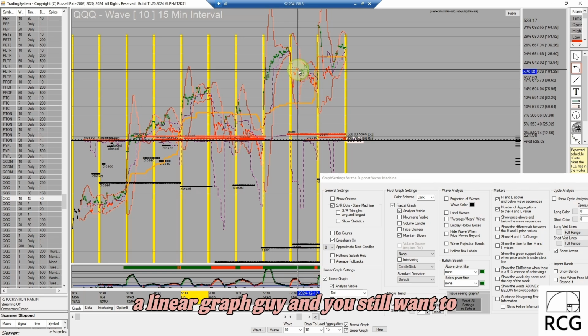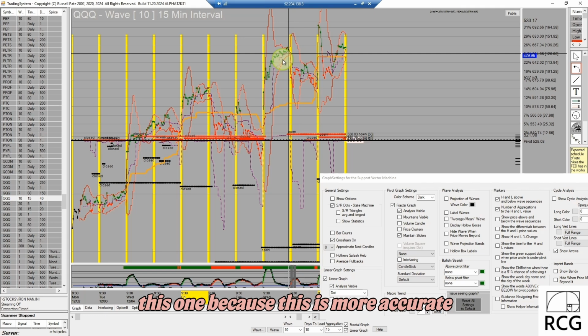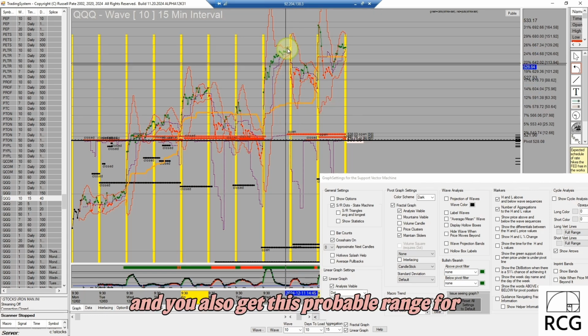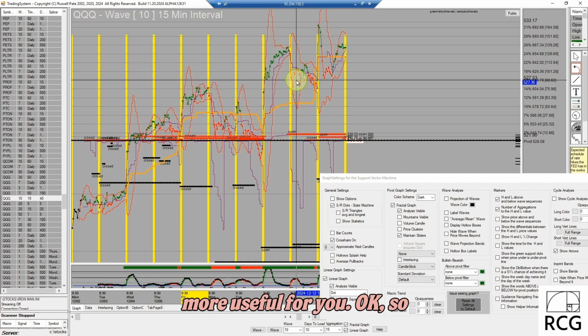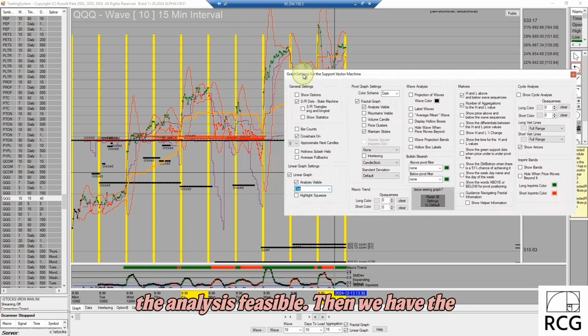So if you're a linear graph guy and you still want to use the linear graph, it's your choice, but in the fractals too you can make good use of it compared to other tools like your TradingView or TOS. In the TOS too, we do have a vector script that you can use, but if you have the fractals, then I suggest that you simply move on to this one because this is more accurate, and you also get this probable range for the price to move in, so it's going to be more useful for you. Okay, so this was all that we needed to know about the analysis visible.